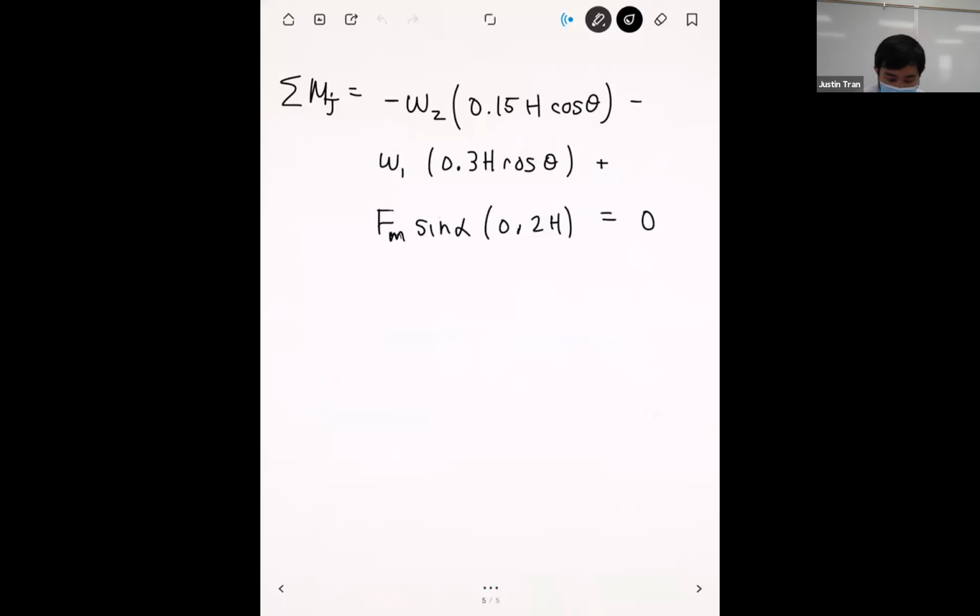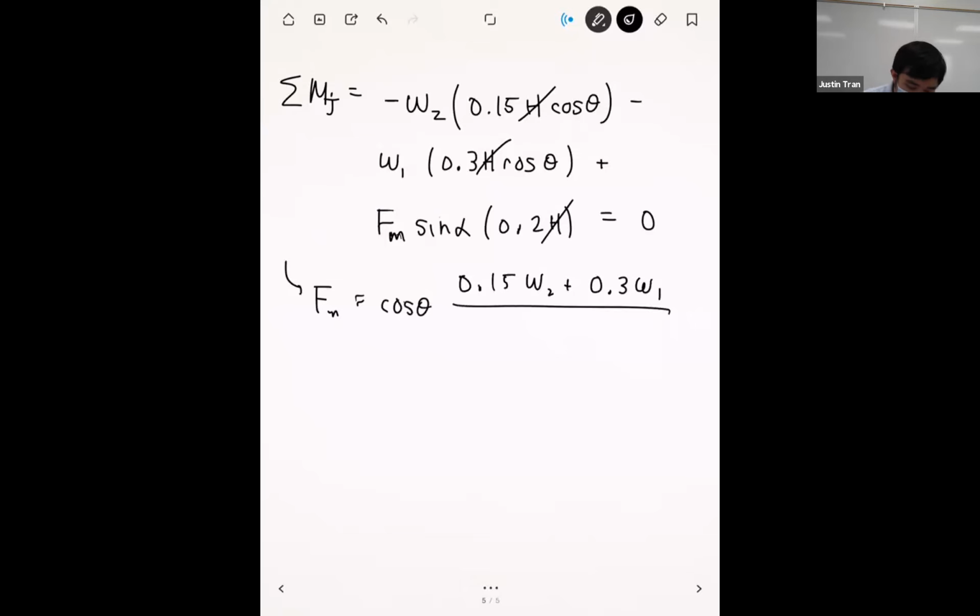All right. And so this equation only has one unknown, Fm. And so we can go ahead and cross out all these H's because they're a common multiple across all of these terms. If we solve this equation for Fm, what we get is Fm is equal to cosine theta, which I'm going to factor out of the numerator, times 0.15 W2 plus 0.3 W1, all divided by 0.2 sine alpha.